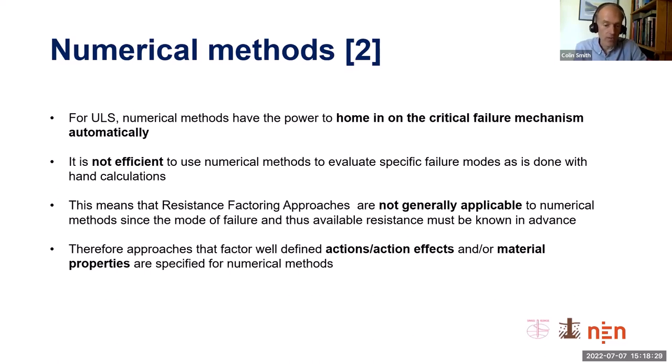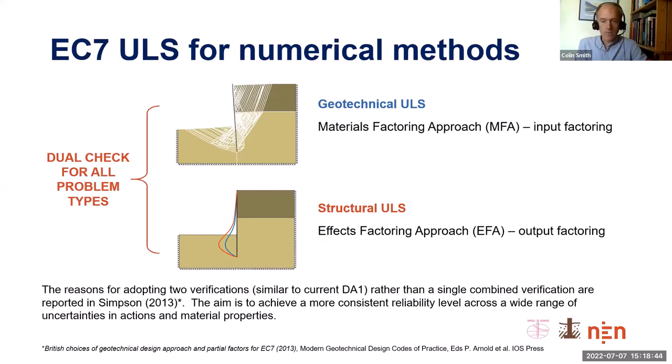So we need approaches that factor well-defined actions or action effects and/or material properties. And these are what are specified for the numerical methods. So to give you the initial overview, what's recommended in the code is a dual check for all problem types. We have a check that broadly covers geotechnical ULSs, which is a materials factoring approach, where primarily we factor parameters before we do our calculation model or numerical analysis. And then we have one that is broadly a structural ULS, where we undertake our analysis first and then factor the outputs of that analysis, the action effects, essentially.